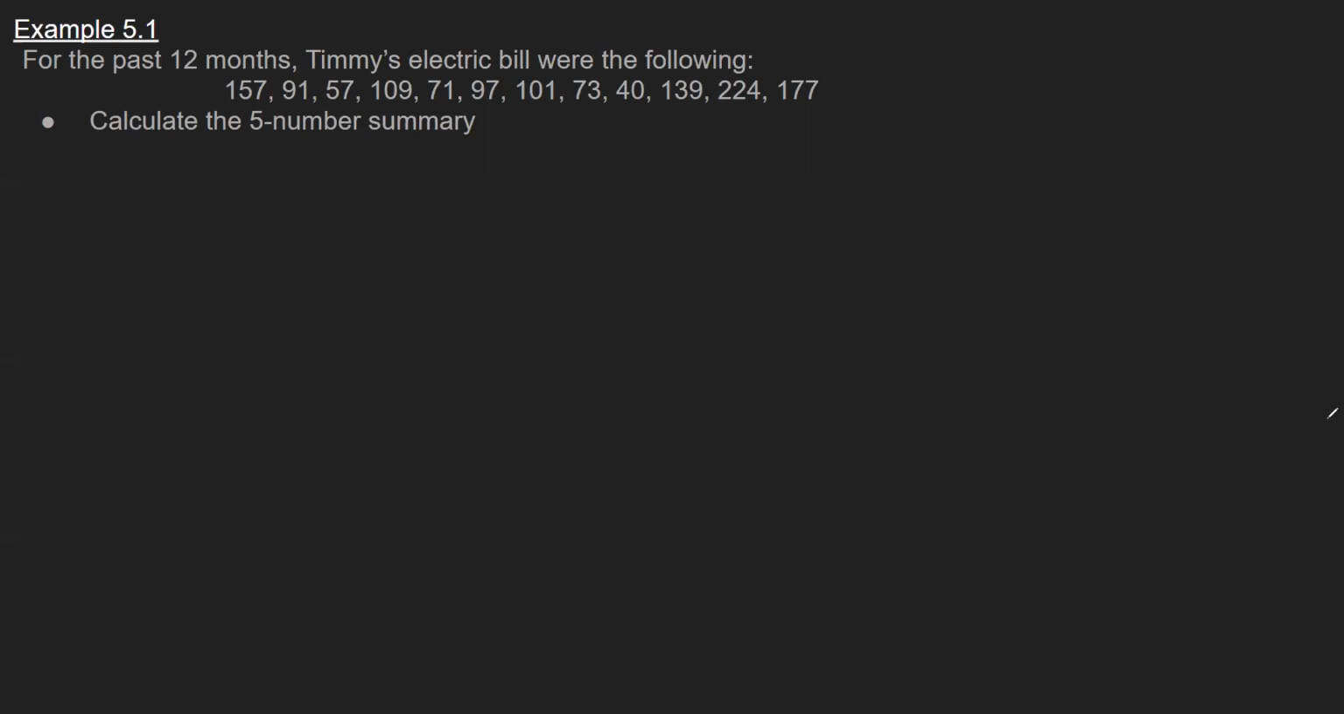So I have a list of 12 numbers here. And the first thing you want to check and make sure you do is to order your data. You can go from small to big or big to small. That part doesn't matter so much. I like just going from smallest to biggest. So we'll order these 12 numbers and we get the following: 40, 57, 71, 73.